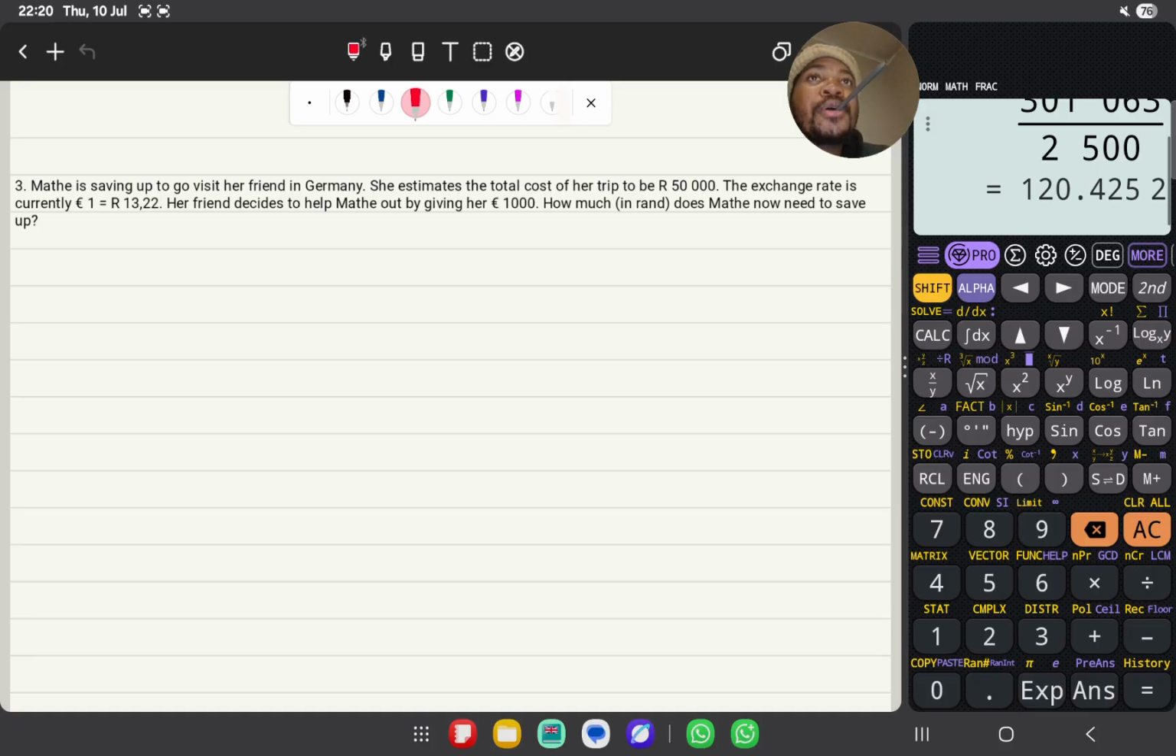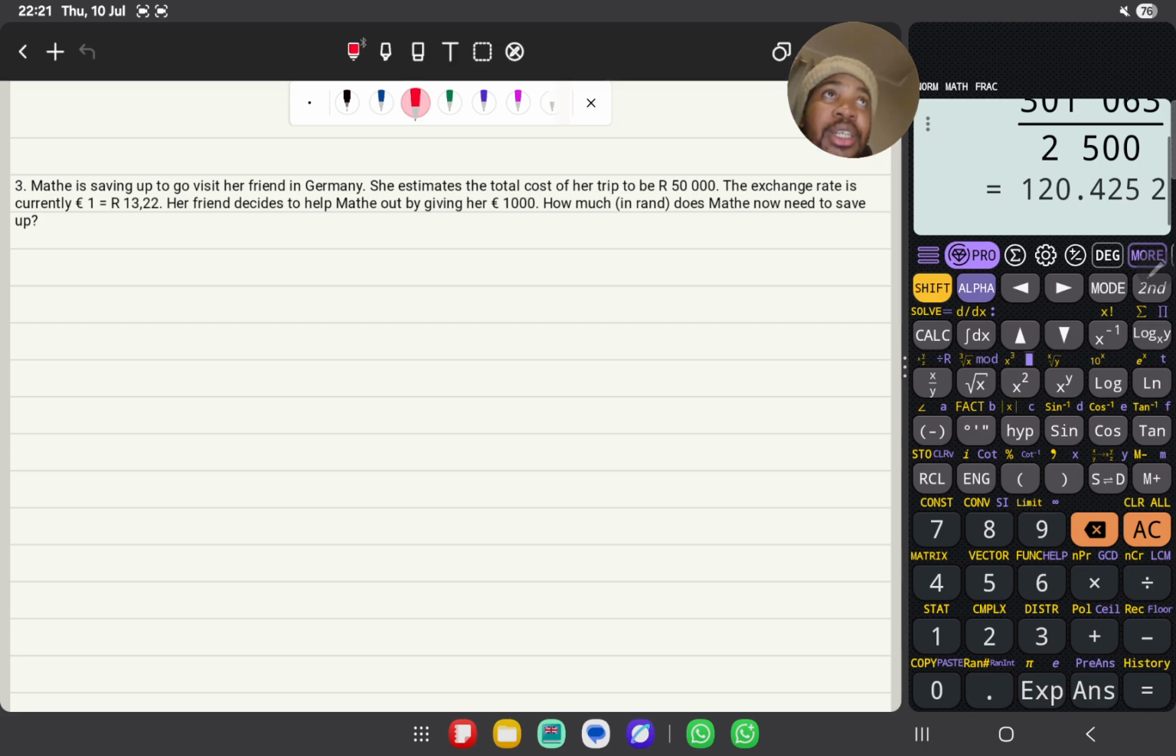It's called euro. So those are euros. So 1 euro gives you 13.22. And then her friend decided to help Mate out by giving her 1,000 euros. How much in rands does Mate now need to save up?